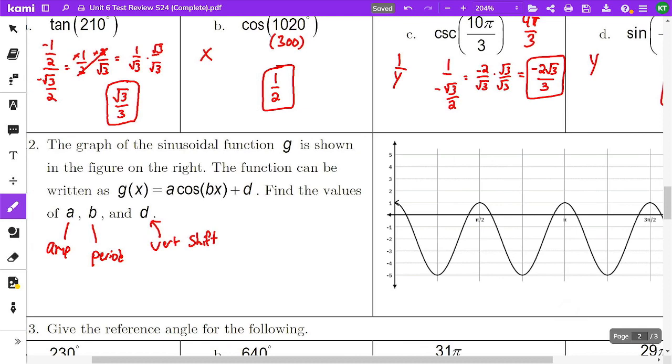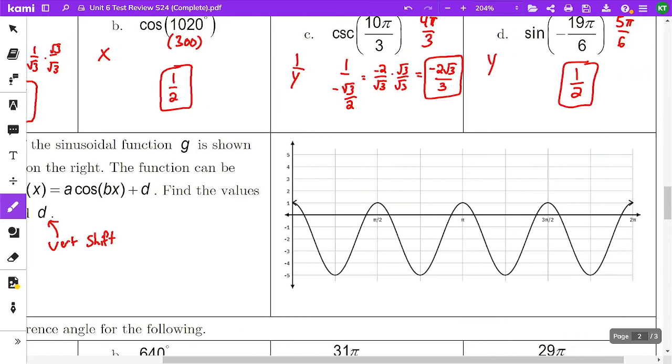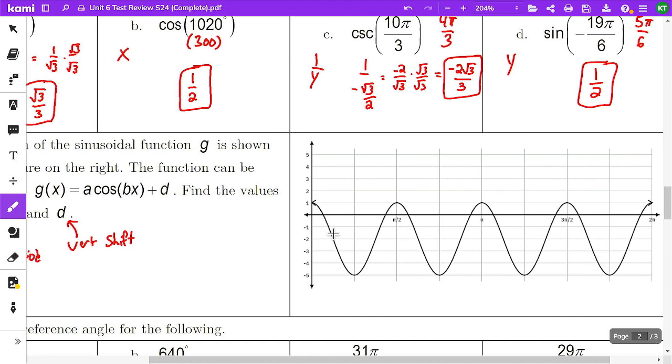So let's actually start with the vertical shift. That's probably the easiest one to go ahead and find. Our midline here is halfway between 1 and -5. So halfway between that will end up being -2.